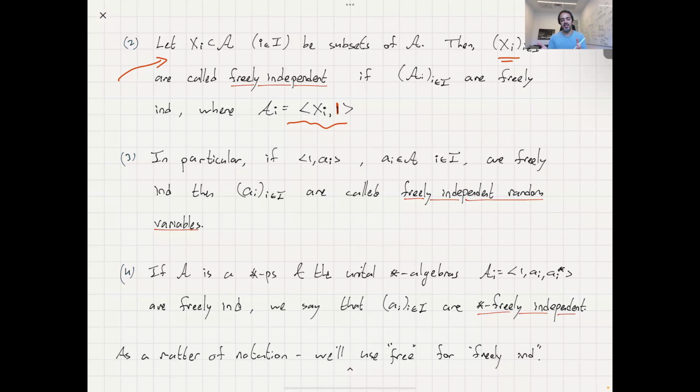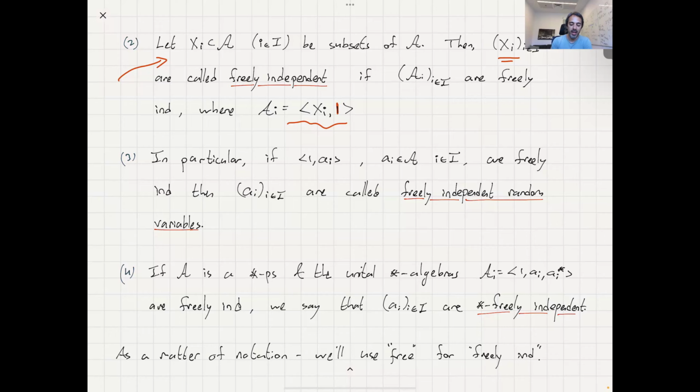Nothing very interesting, but say you have a set Xi, or sets Xi, with a capital index set, and not necessarily subalgebras. Then we say that these sets are freely independent or free if the unital subalgebras that they generate are freely independent in the definition that we had in item 1. This is just a way of talking about sets being freely independent rather than the subalgebras generated by them. It's the obvious thing that you would do, just a matter of notation.